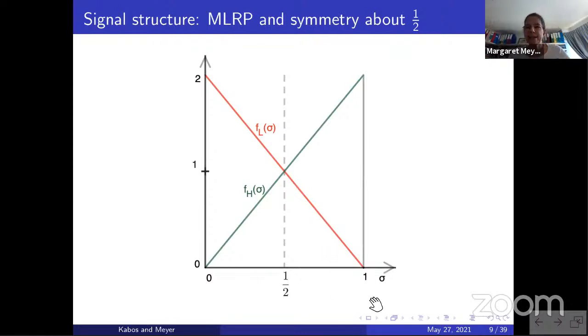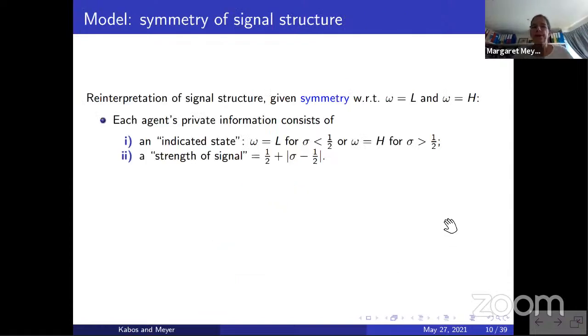So for example, to fix ideas, here's a simple example of two conditional densities that satisfy my symmetry assumption and that satisfy MLRP. Now, given the symmetry assumption that I've just made on the signal structure, there's a nice reinterpretation that I will frequently invoke. We can think about each agent's private information as consisting of an indicated state. So if sigma is less than 1/2, the indicated state is low.